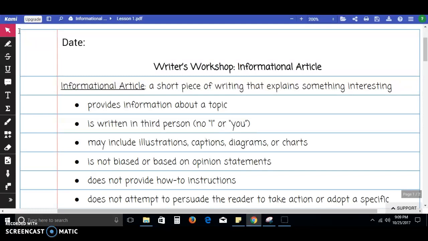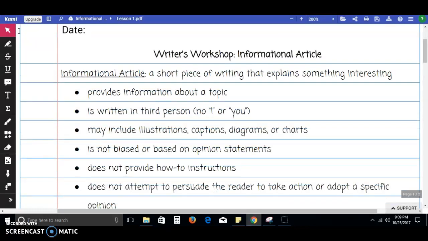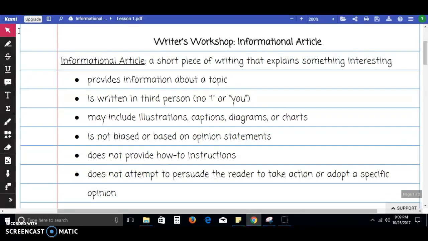So the first thing you need to know is that an informational article is a short piece of writing that explains something interesting. And it does that by doing several things. First of all, it provides information about a topic of your choosing. You are going to write an informational article on a topic that you are interested in.